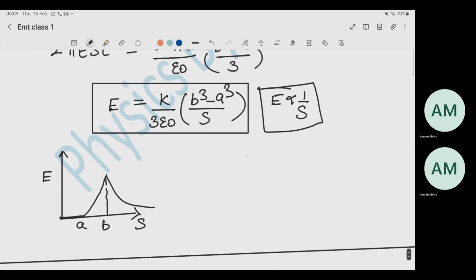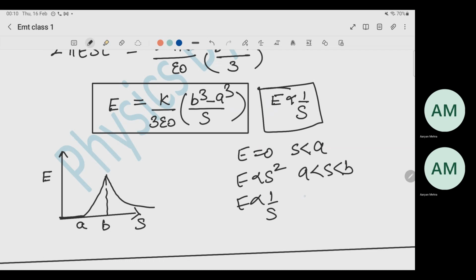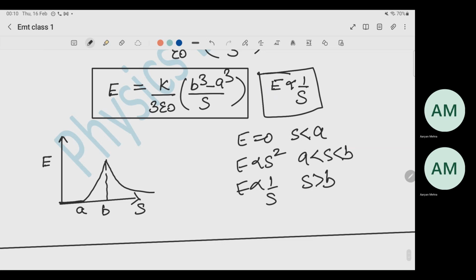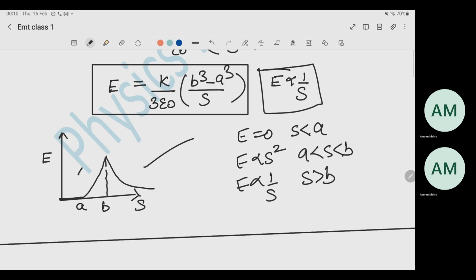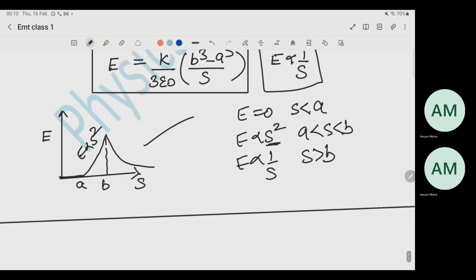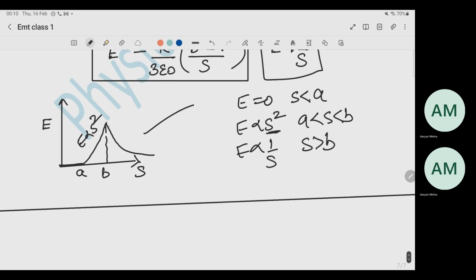So what did you find? Electric field is 0 for S less than A. Electric field increases by S square for A to B, and electric field decreases by S if S is greater than B. So how do you plot this graph? This is the graph plot. You see, electric field is increasing by S, but it is reducing slowly because it is a function of 1 by S. So this is how you should see the graphs and everything.